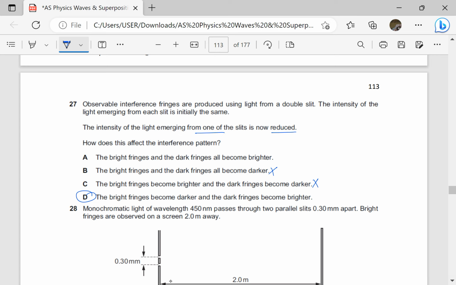But I have said if it was increased, the bright fringes would become brighter. But again, the darker fringes also become brighter. We can't say the darker fringes become darker. Darker fringes are only dark when there is total cancellation. That's when the intensity is the same. If the intensity is not the same, we don't expect extremely dark fringes. So total cancellation is not expected as long as the intensity is not the same, because it means the amplitudes will not be the same.